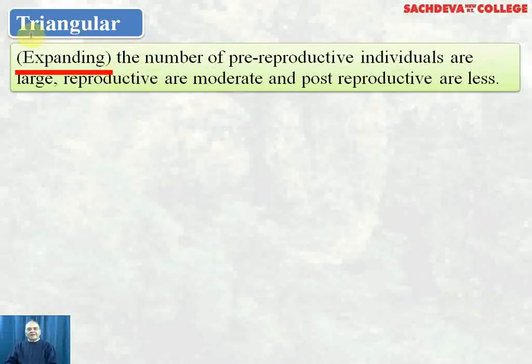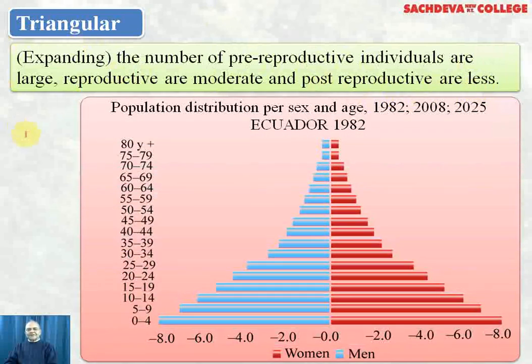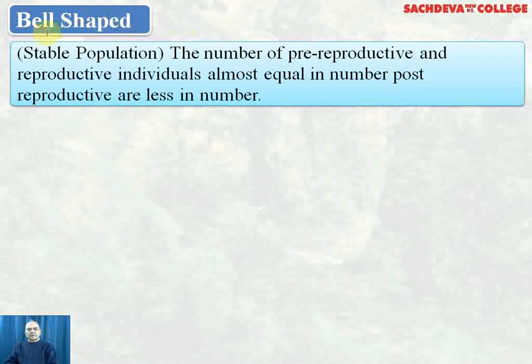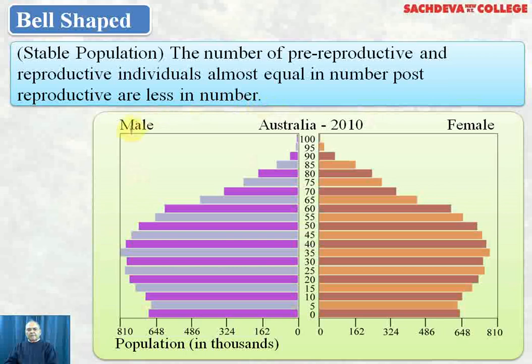Triangular, expanding population. The number of pre-reproductive individuals is large, reproductive is moderate, and post-reproductive is less. Now you can see the shape of the pyramid. Bell-shaped, stable population. The number of pre-reproductive and reproductive individuals is almost equal, post-reproductive is less in number, and the shape will be bell-shaped.